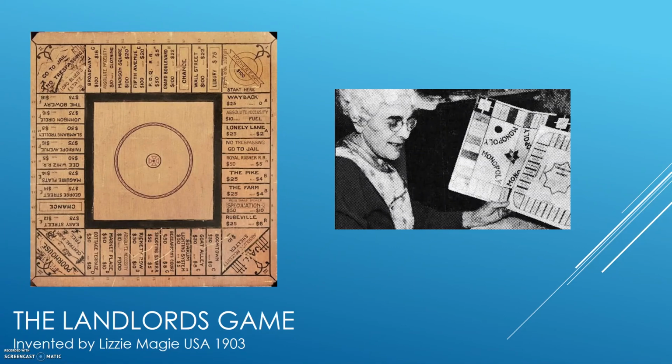In 1935, Lizzie McGee sold the rights to this game to the Parker Games Company, who of course turned it into Monopoly and went on to make millions out of it, and also went on to produce games like Trivial Pursuit. She sold the patent to Parker for $500.